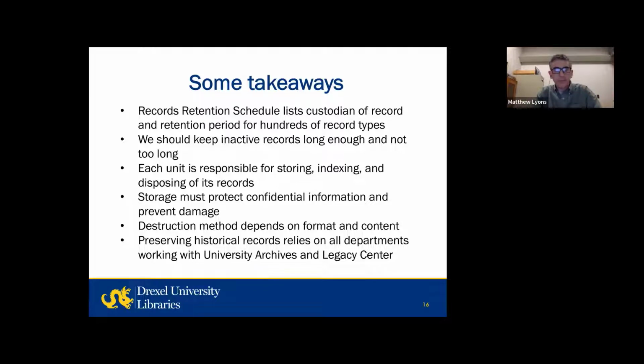And lastly, the University Archives and the College of Medicine Legacy Center archives depend on all of the other departments in the university to help preserve the institution's history. So please work with us to identify which of your records have long-term historical value and should be transferred to one of the archives.